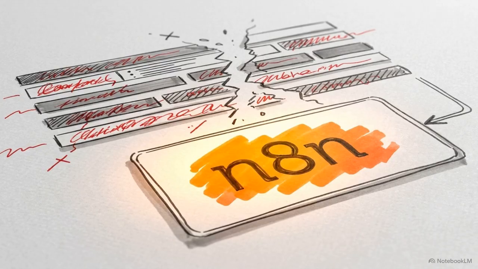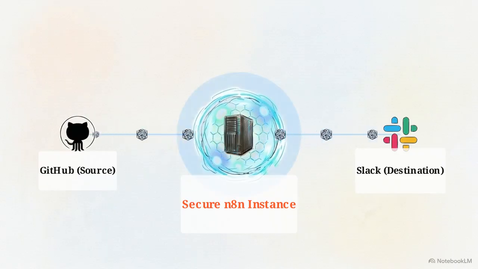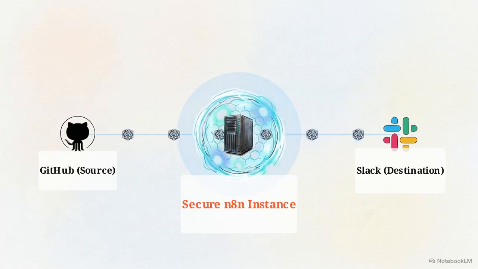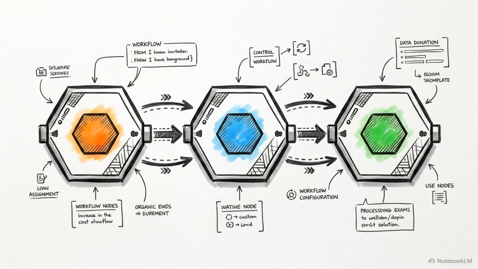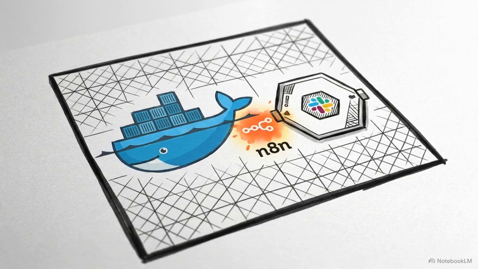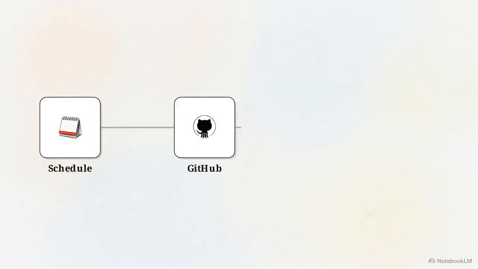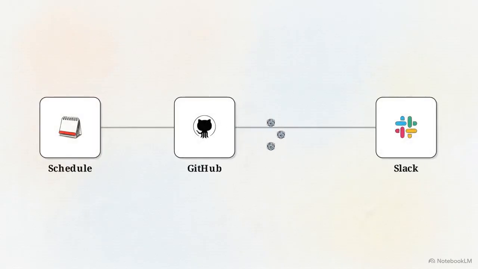To solve this, we can replace brittle manual code with n8n. It is a self-hosted workflow automation platform that lets you build and monitor integrations using a visual, node-based editor instead of scattered text files. Today, we are going to spin up our own n8n instance using Docker to guarantee our data stays private. Then, we will build an automated pipeline from scratch that fetches open GitHub issues daily and routes a summary directly to a Slack channel.